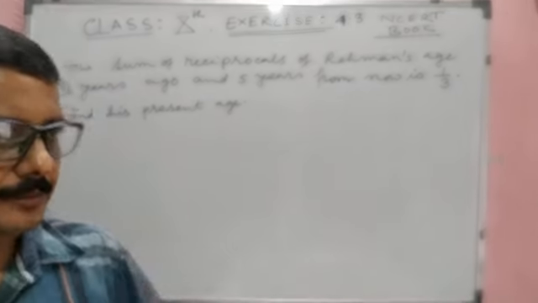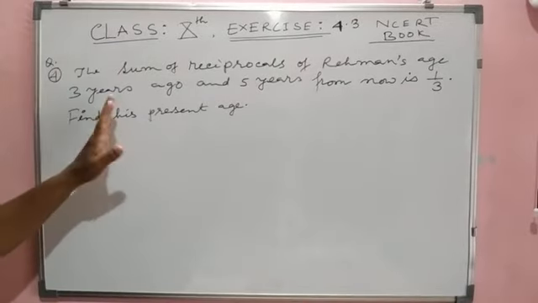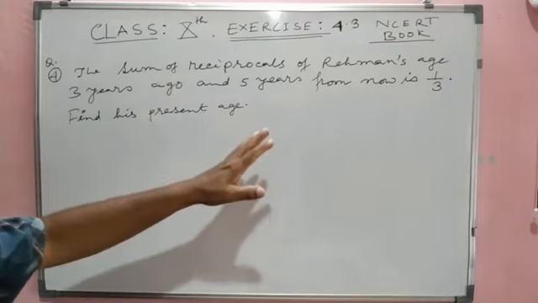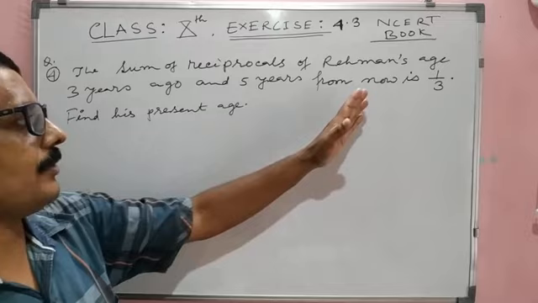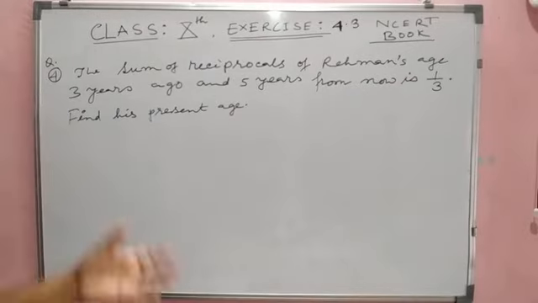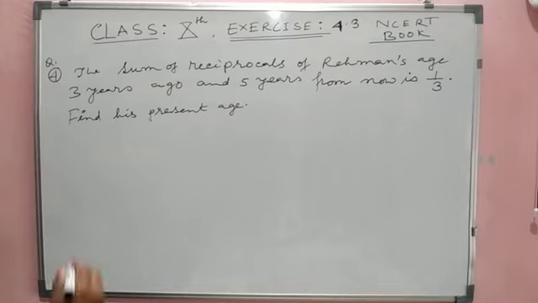So here given, the sum of reciprocals of Rahman's age 3 years ago and 5 years from now is 1 by 3. So we have to find out the present age of Rahman. So let us see the solution.